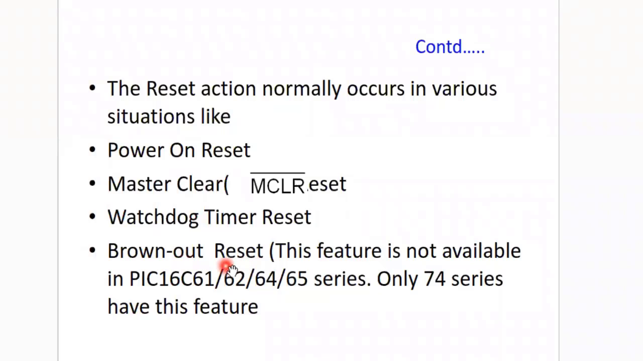And see, this brownout reset is not available in all the PIC microcontrollers. This feature is not available in the 16C61, 16C62, 64, 65 series. Only the 74 series has this feature. So this is most important. These are the 4 reset actions available in a PIC microcontroller.